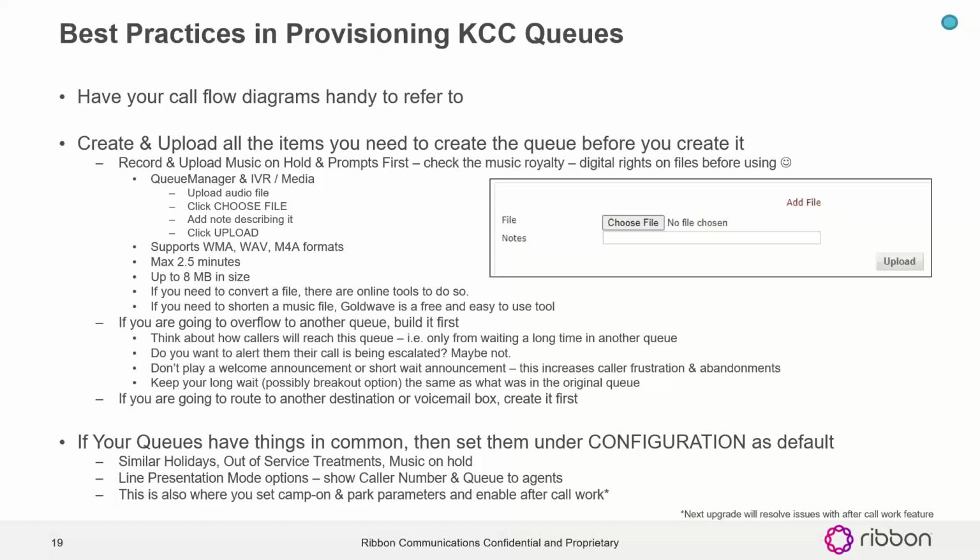There's a couple other things to think about too, about line presentation mode options, that you can set it where the agent, when they get a call, will see the incoming caller ID and also the queue. It's something that you want to show on the display so that they know this is sales versus customer service versus technical support. And there are some other parameters like camp on timers and park timers and the after call work type of thing.